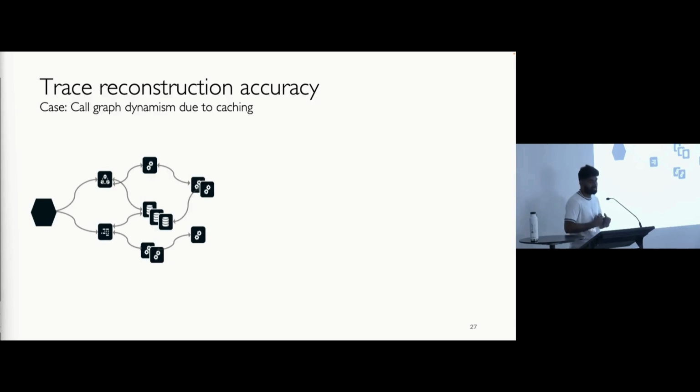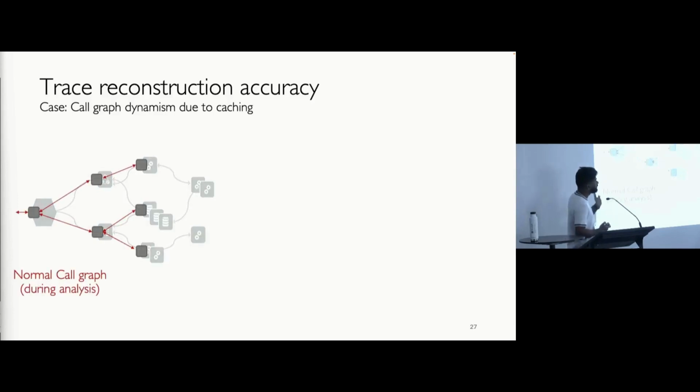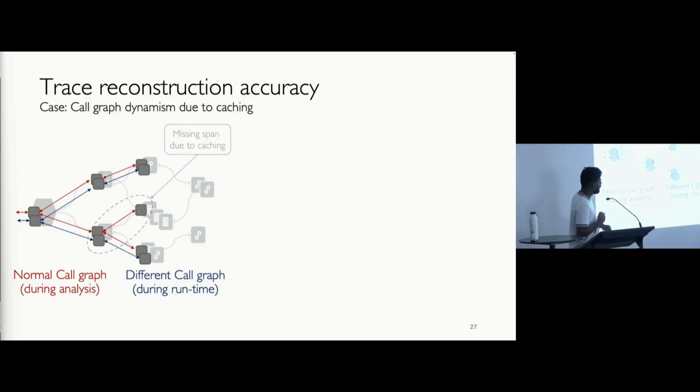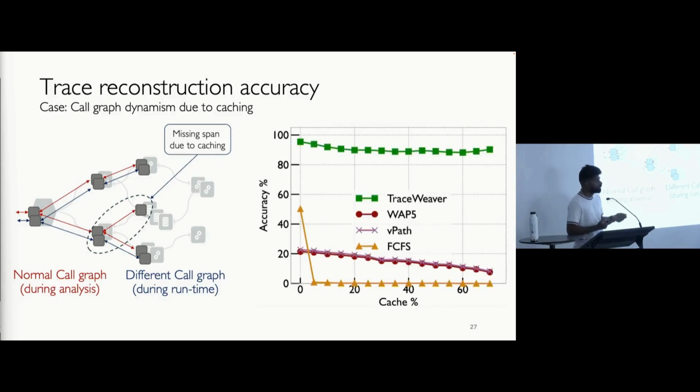We also test the trace reconstruction accuracy across a variety of conditions, one of them being call graph dynamism, where due to caching, you see a different call graph at runtime. For example, during analysis, we saw a normal call graph which looked like this, and then during runtime, we saw a completely different call graph because of caching. So that service did not make that backend call, due to which that span was not seen, right? We also test TraceWeaver's accuracy on such conditions. We handle that by adding some fuzziness to our algorithm, which basically says that the call graph must be respected as much as possible, but even a subset of the call graph, if it can be adhered to, is OK. And we can see that TraceWeaver still gets pretty high accuracy in these cases.